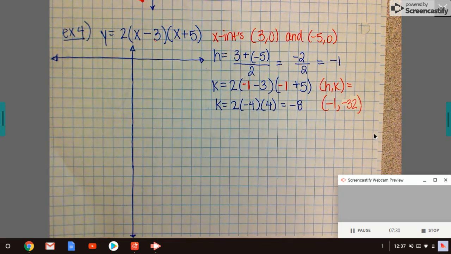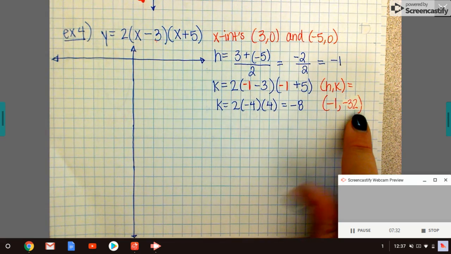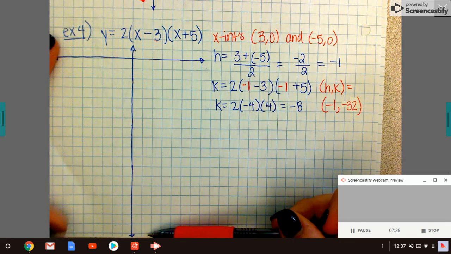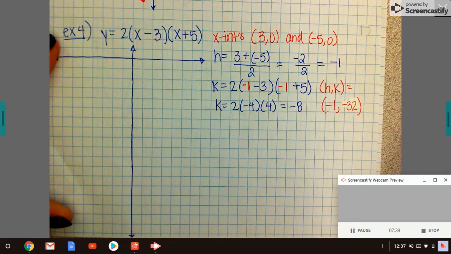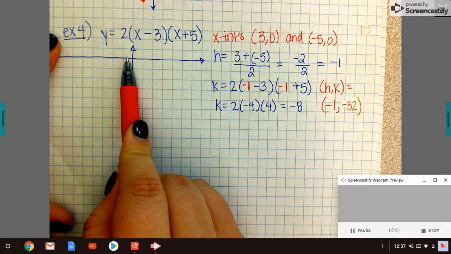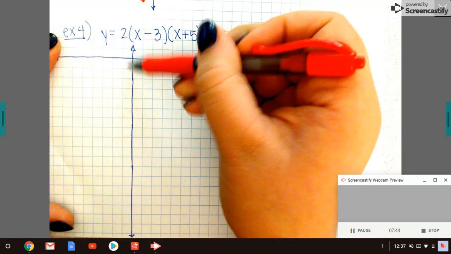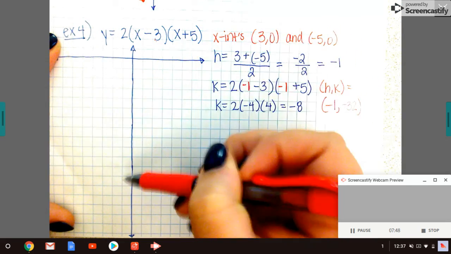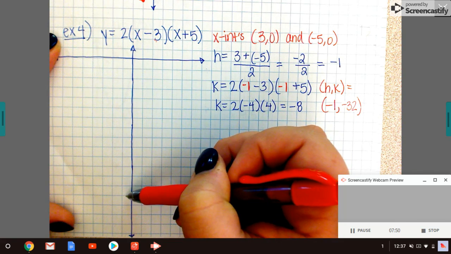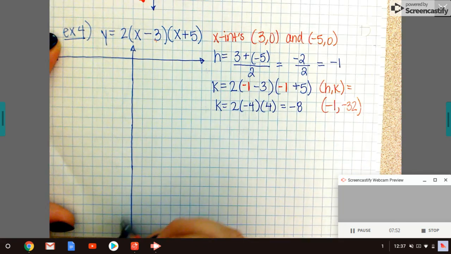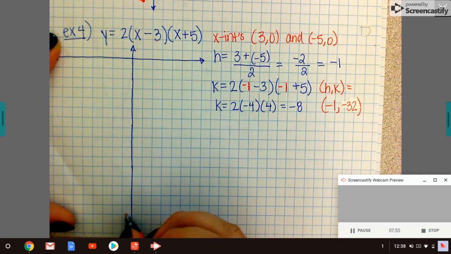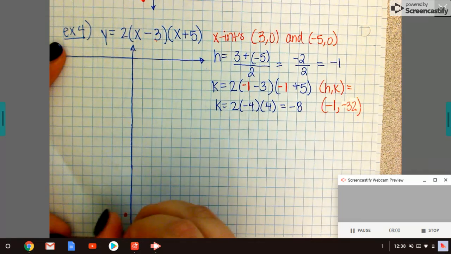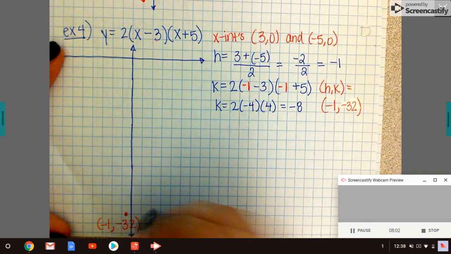Finishing up, though, we're going to plug in these 3 points. So I gave myself a really long graph because we're going to have to go down pretty far to get to this negative 32. So I'm going to count by 2s for all of this. So I'll have a point at negative 1, so I'll go over half, and down 16. So 2, 4, 6, 8, 10, 12, 14, 16, 18, 20, 22, 24, 26, 28, 32. So here's 32. So there's my vertex at negative 1, negative 32.